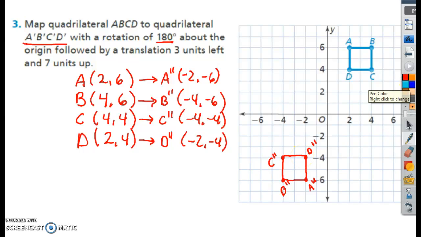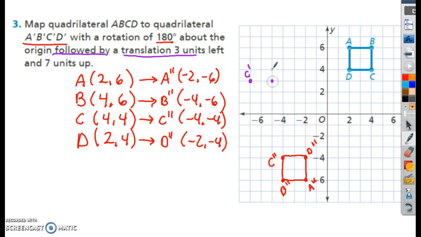Okay, I'll use a different color here. I will use purple. And now I'm going to say followed by a translation, 3 units left and 7 units up. So I'll start here with C. I'm going to go 3 units left and 7 units up. 1, 2, 3, 1, 2, 3, 4, 5, 6, 7. And this I will call C prime because that's what they wanted me to name it in the end. D double prime, I'm going to go 1, 2, 3, 1, 2, 3, 4, 5, 6, 7.